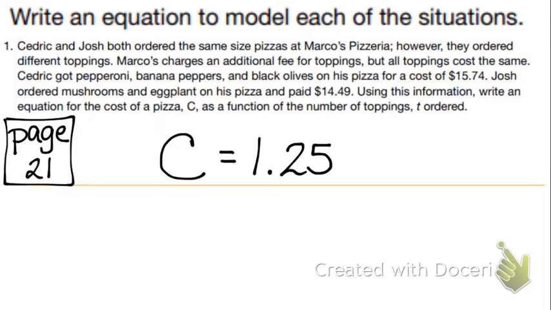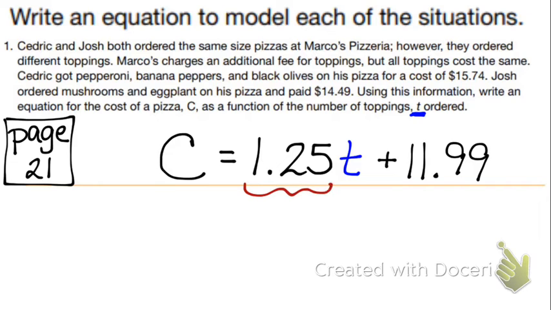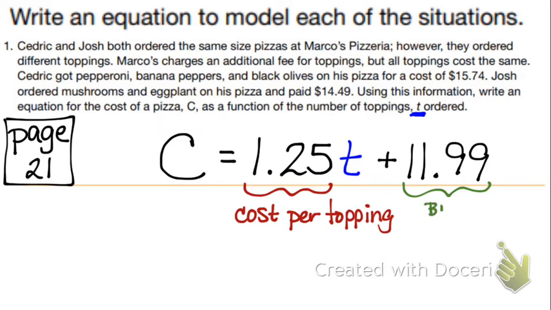There's only one thing I'm going to change. You said X, which I totally agree with because that's our independent variable. They used T, and then you said it was plus what? $11.99. What does the 125 represent? The amount of cost per topping. Cost per topping. And what does the $11.99 represent? The base cost of the pizza. Base cost of the pizza.